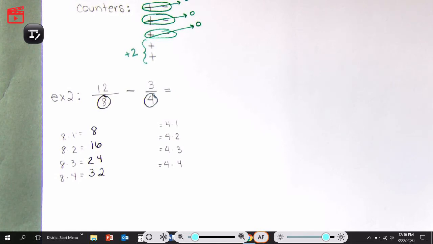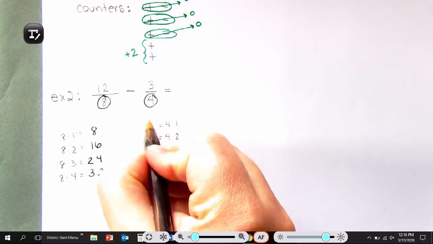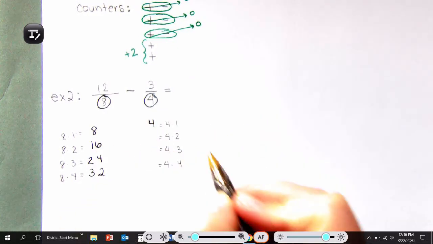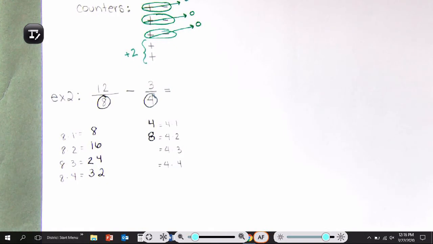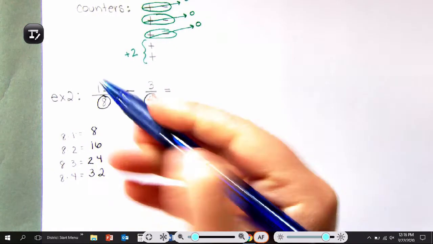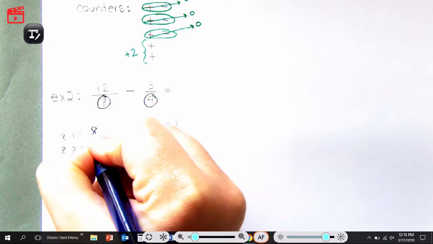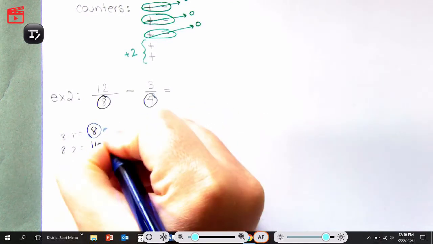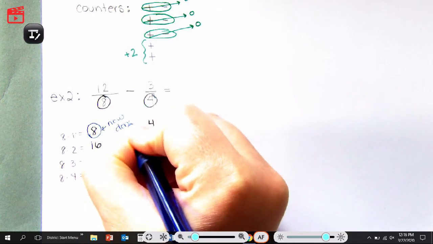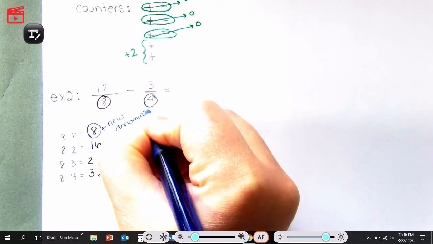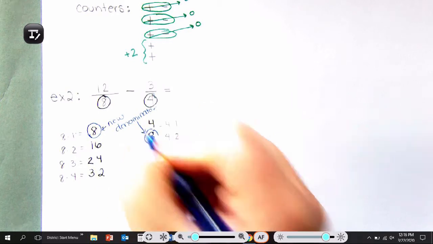All right, let's do 4 times 1 is 4. No matching yet. 4 times 2 is 8. There is a match. So then you stop. So this is your multiple. So this is going to be your new denominator.